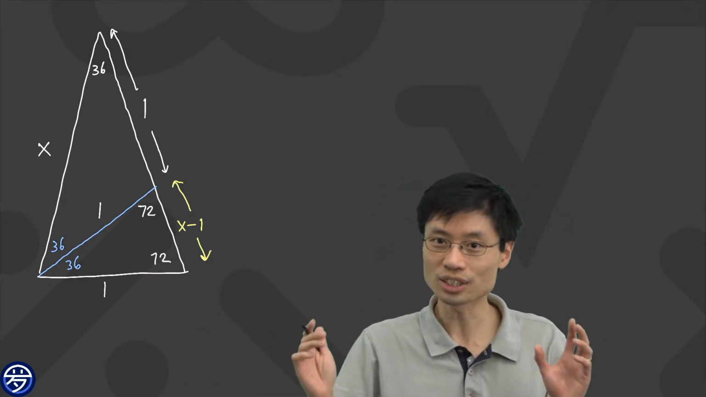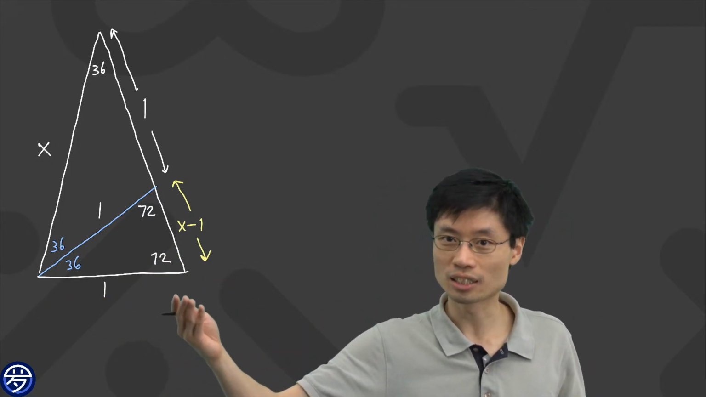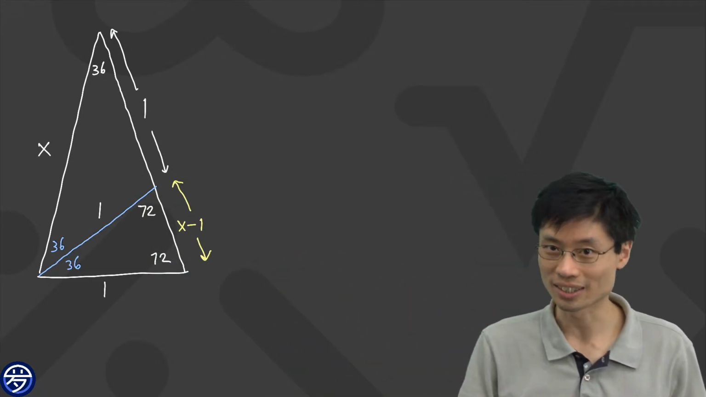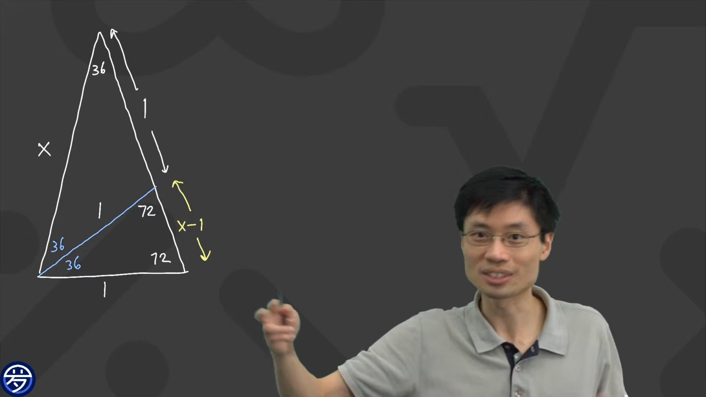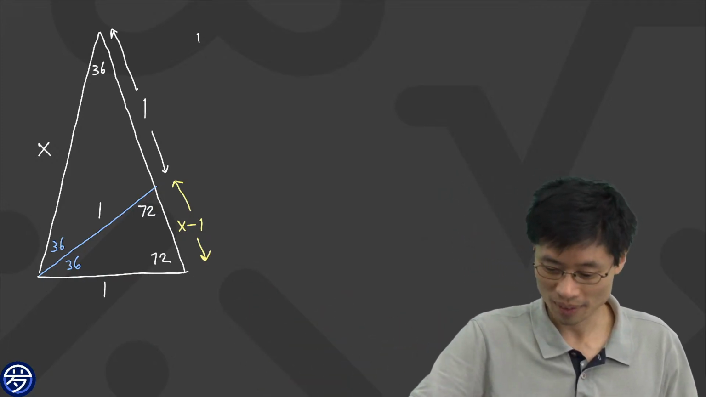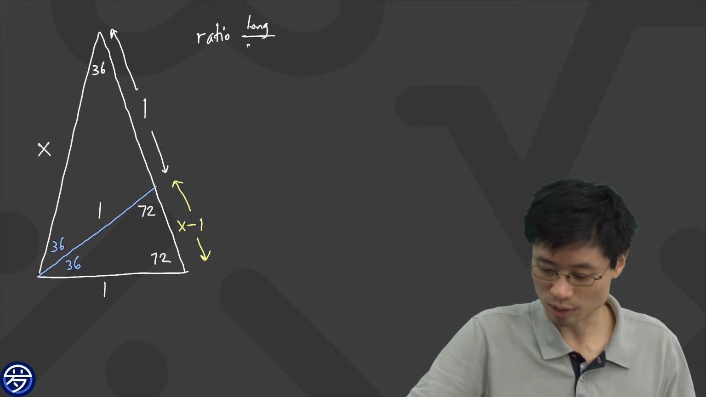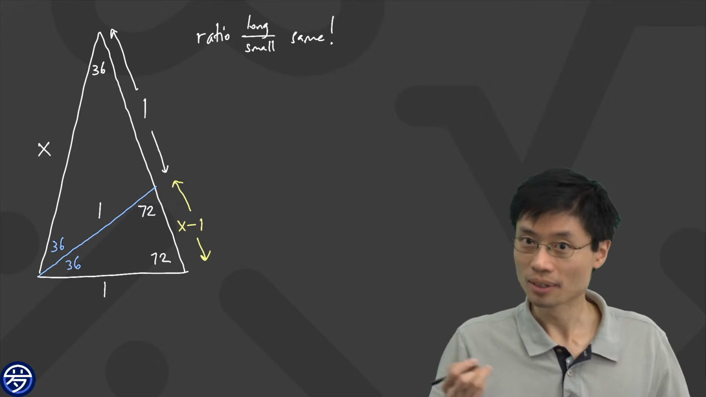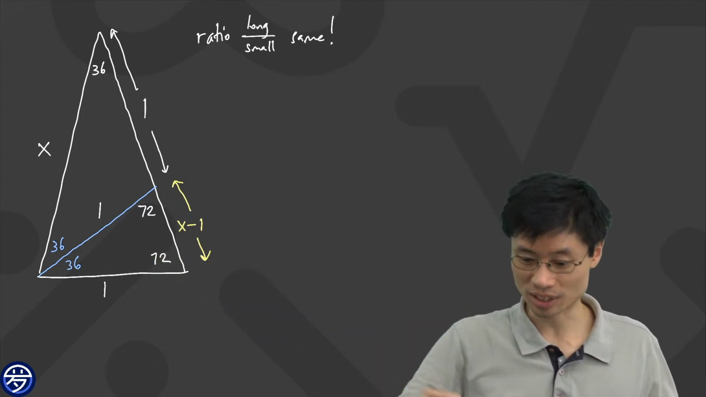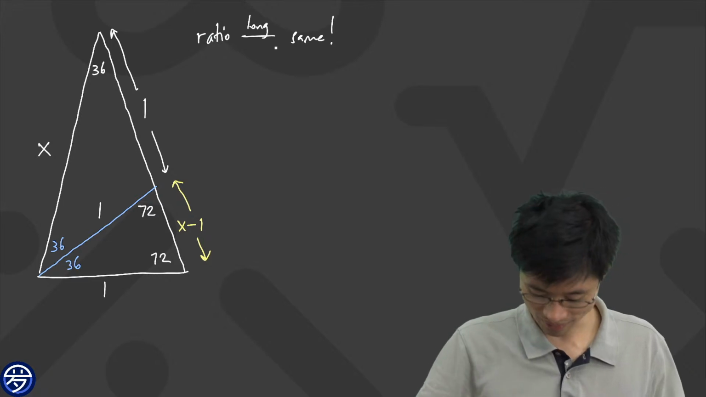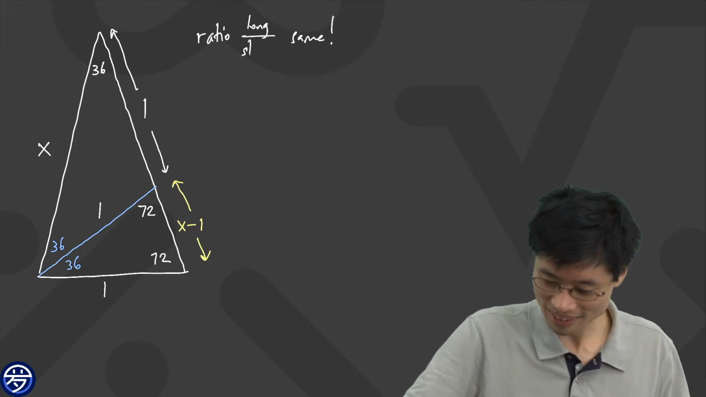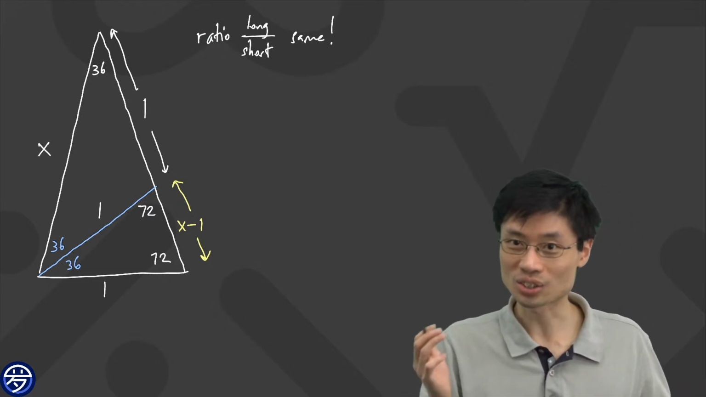So then the ratio of the long side to the short side of the small triangle is the same as the ratio of the long side to the short side of the big triangle. Ratio of the long to the short is the same. What do you mean long to small? Should be long to short. We don't do long to small. Long to short is the same.